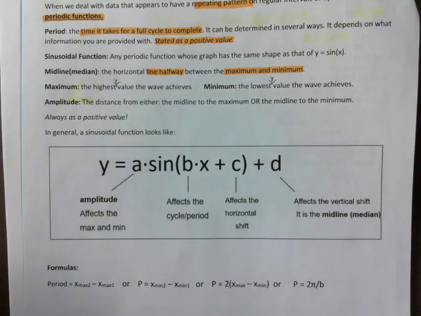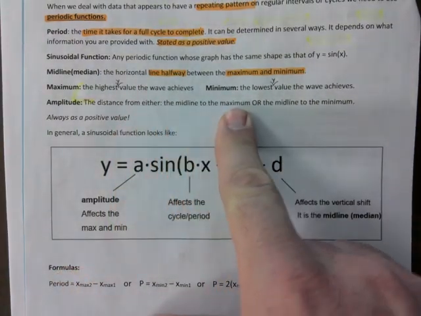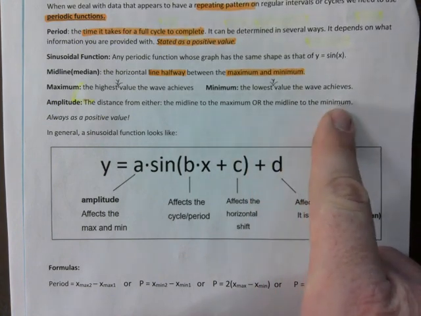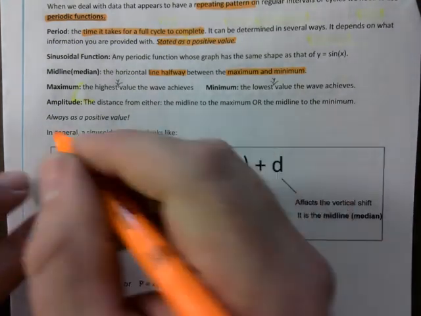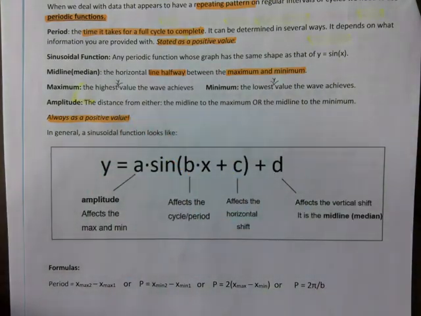The amplitude is the distance from either the midline to the maximum or the midline to the minimum. It's always positive as well. No matter what you do, the amplitude is always going to be stated as a positive for us.